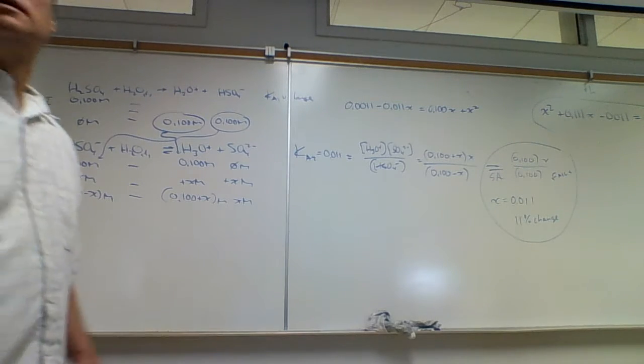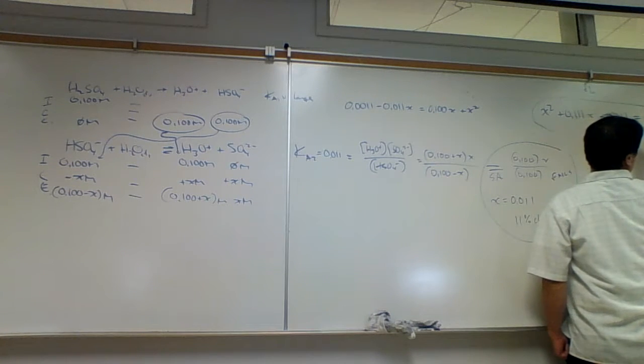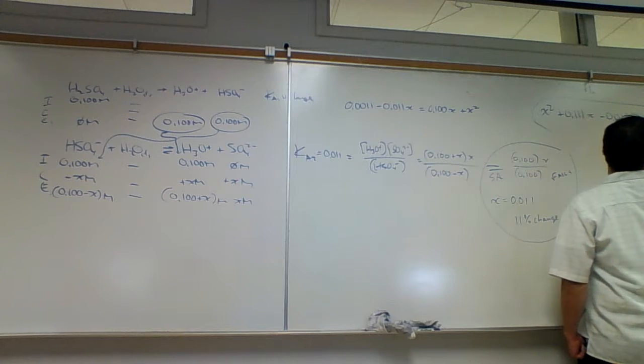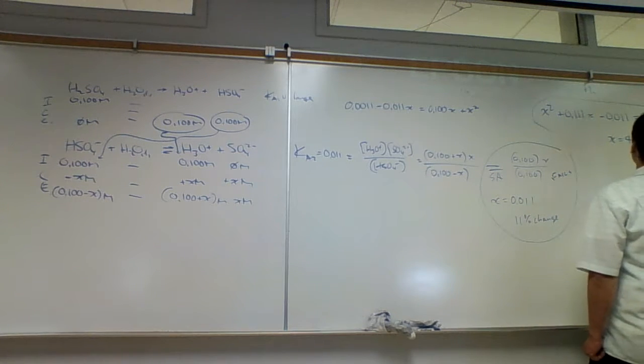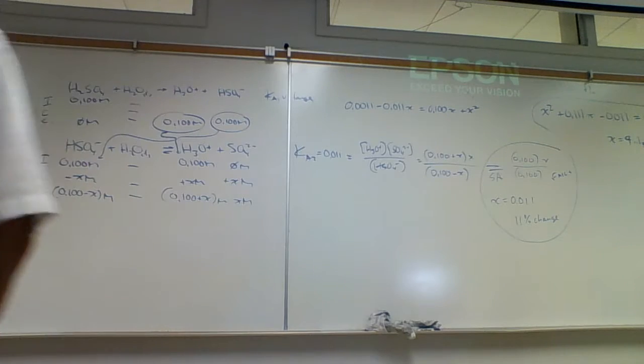Unless, what did you get? 9.19? 9.19? 15, sorry, 154. 154. Times 10 to the negative 3. Thanks. Okay, that sounds good. Turn this off.